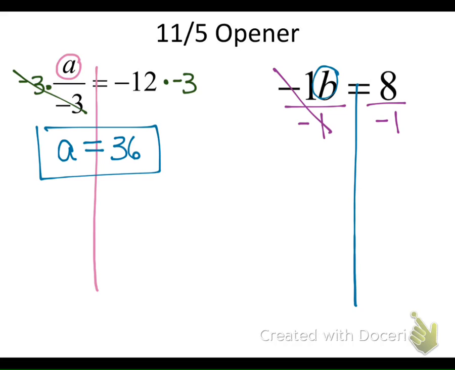You said +1. You can try to redeem yourself in a moment. So now I have 8 divided by -1. What's 8 divided by -1? -8. That's my final answer, so I'm going to box it.